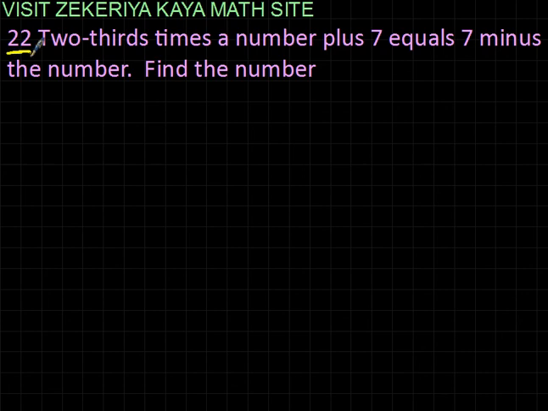This is question number 22 from the homework. Firstly, 2/3 means 2/3 times a number, a number which we don't know. 2/3 times x plus 7. 2/3 times x is a fraction. 2/3 times x plus 7 equals, we must put the equal sign. Let's put the equal sign.